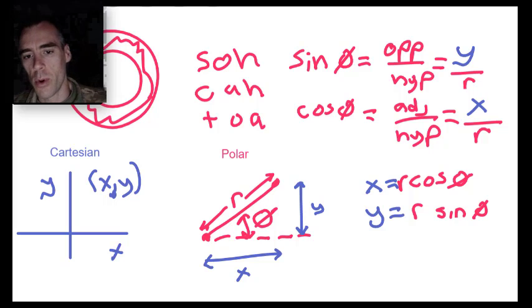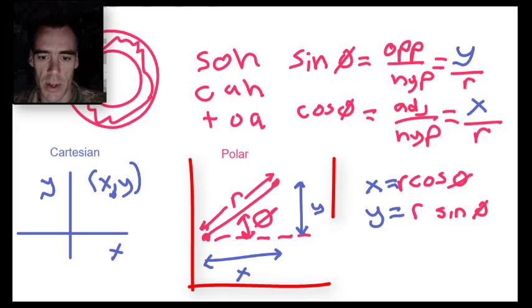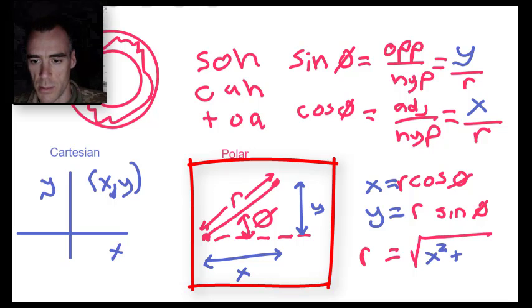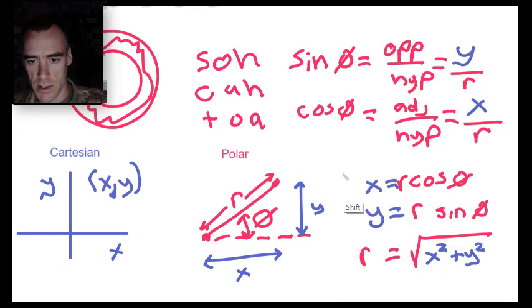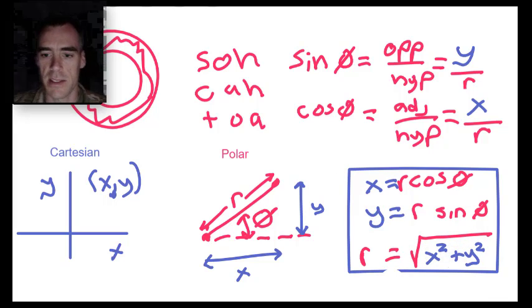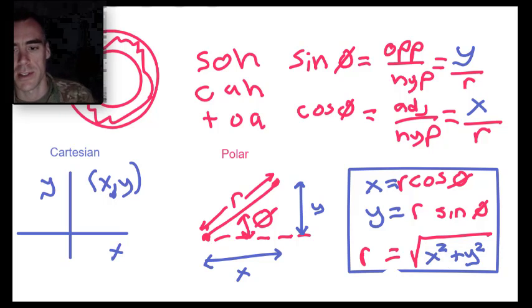And one last important connection we need to make here is this is a right triangle, so we have an equation for our hypotenuse based on the Pythagorean theorem, and that is that r is equal to the square root of x squared plus y squared. So let's go ahead and box this in, because these are important conversions that we're going to work with.